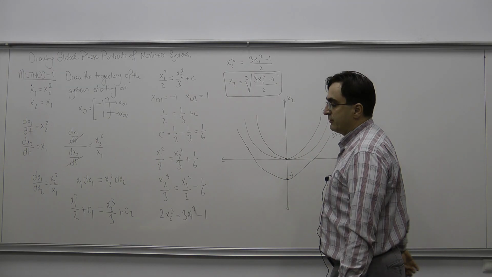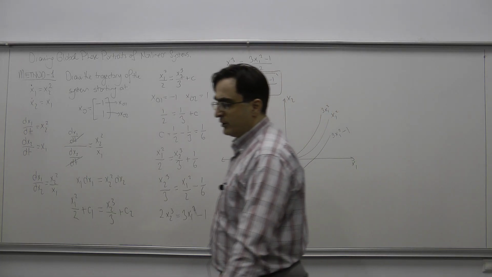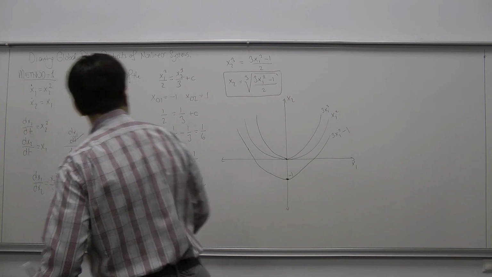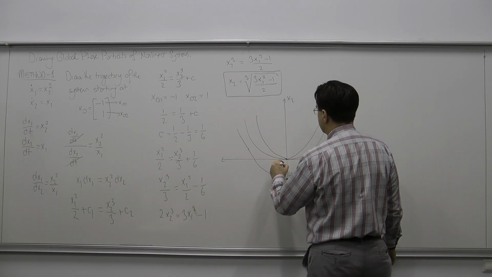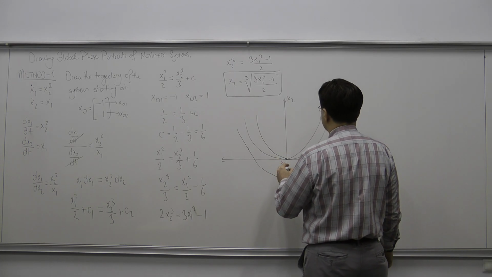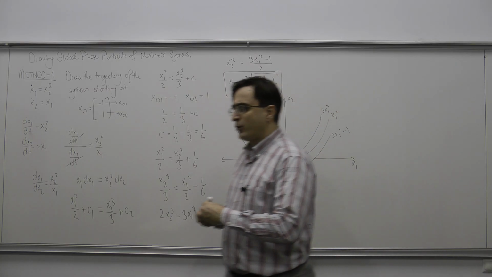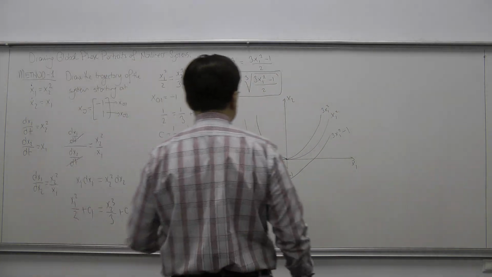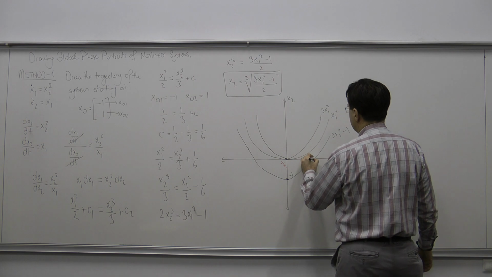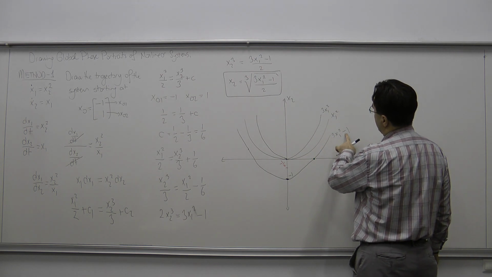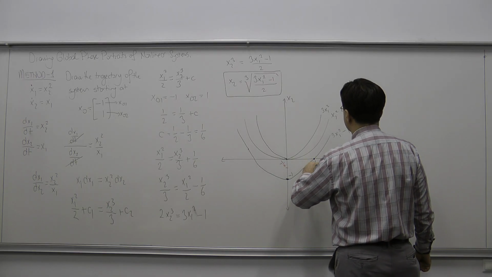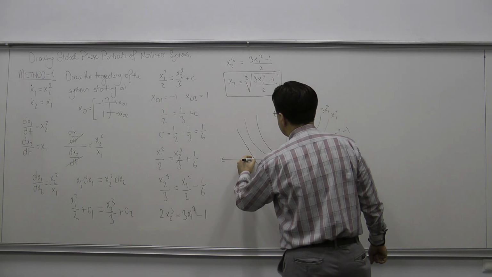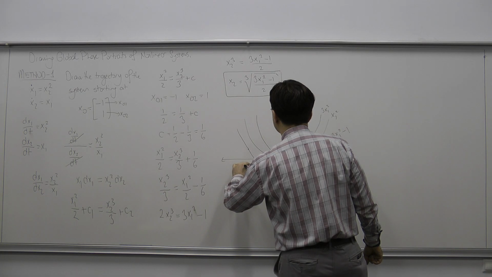And then I will divide everything by 2. Maybe I should use just another color here. So this is the point minus 1 over 2. Then I will divide everything by 2. But before that, let me find these zero crossing points here. So this is 3x1 squared minus 1. This is equal to 0 at 1 over square root 3 and at minus 1 over square root 3.